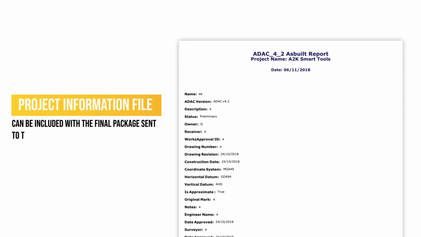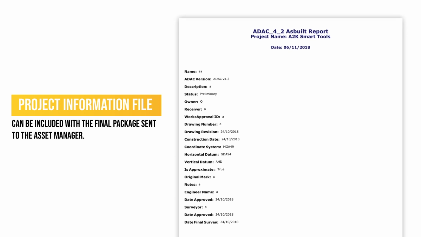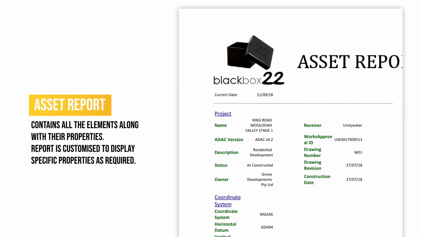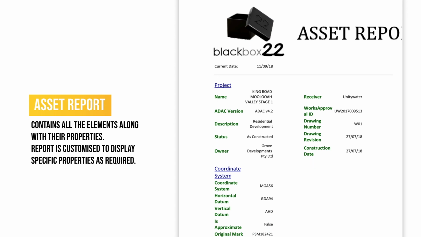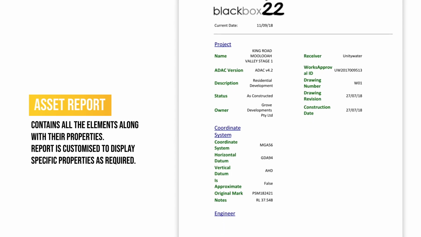As well as live reporting within the interface, we can publish multiple file formats with more comprehensive information. The project information file is the error list. This can be included with the final package sent to the asset manager. The asset report contains all the elements or features along with their properties. This report is customized to display specific properties as required.